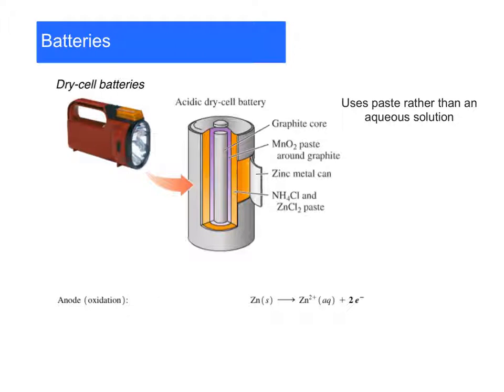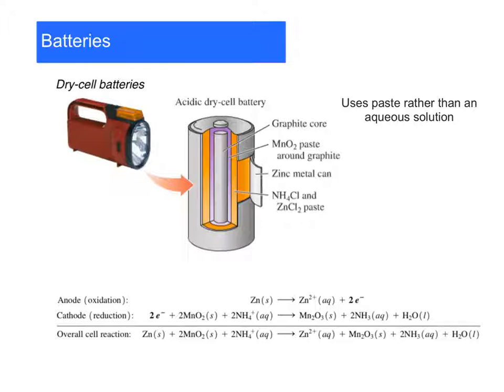And then the reaction that happens at the cathode is the reduction of MnO2 to Mn2O3. And so the half reaction for that is 2 electrons plus 2 MnO2, which is a solid, plus 2 NH4+, and that ammonium ion is in that paste, goes to Mn2O3 plus 2 NH3, which is aqueous, plus water. Okay, so when you combine those two reactions, this is your overall reaction. And I'm not telling you this because I want you to memorize it, but just to give you a sense of how these reactions are used in everyday life. You use them on a daily basis.